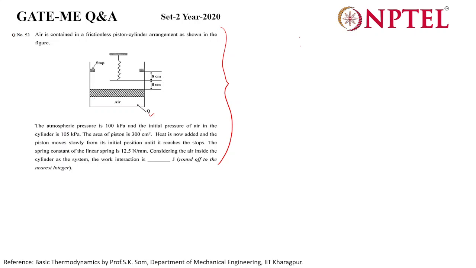Atmospheric pressure is 100 kilopascal and the initial pressure of the air in the cylinder is 105 kilopascal. The area of the piston is this. Heat is now added and the piston moves slowly from its initial position until it reaches the stops. So can anyone explain which processes will be happening, if someone remembers?